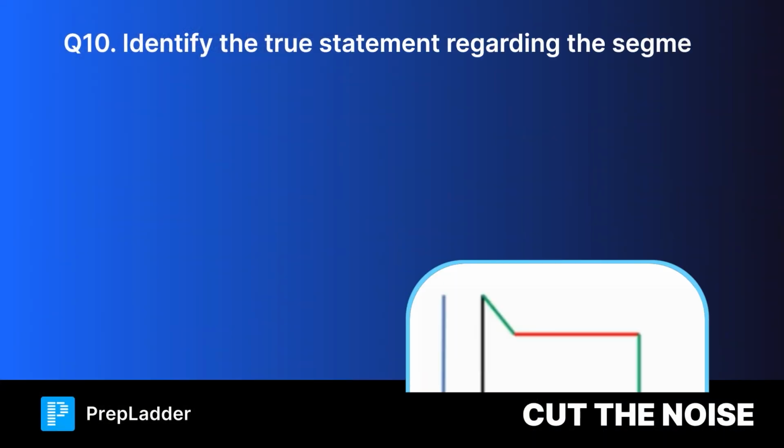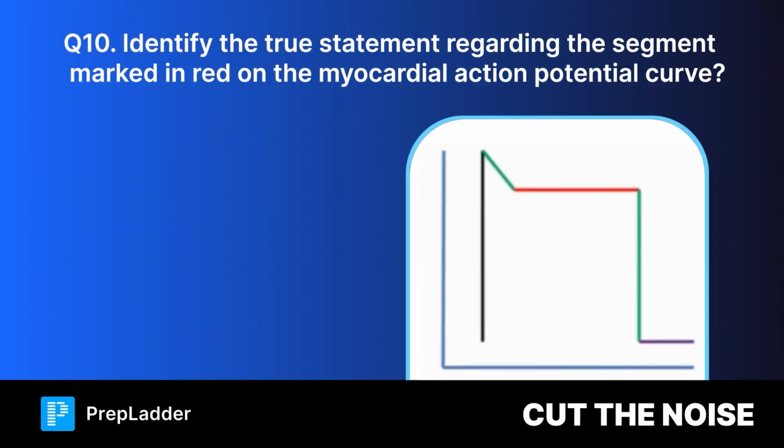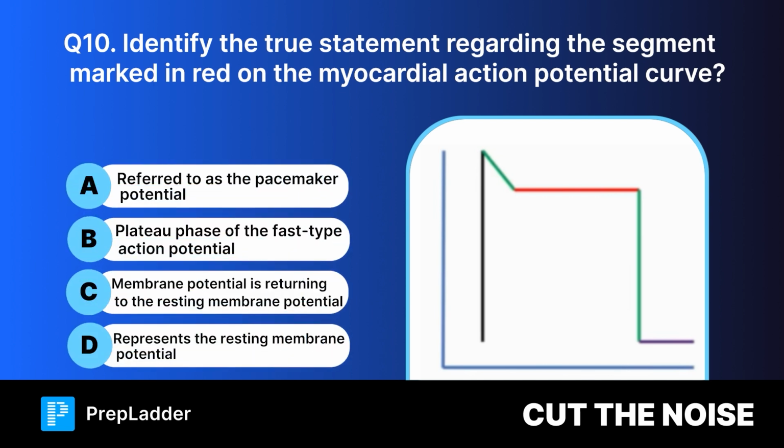Question 10. Identify the true statement regarding the segment marked in red on the myocardial action potential curve. Your options are. And the correct answer is plateau phase of the fast type action potential.